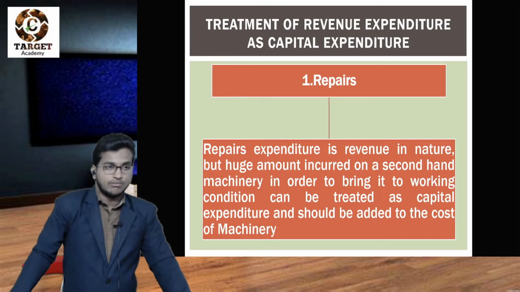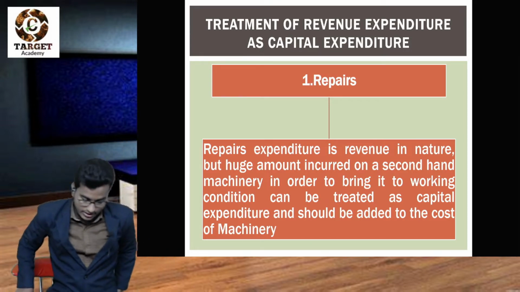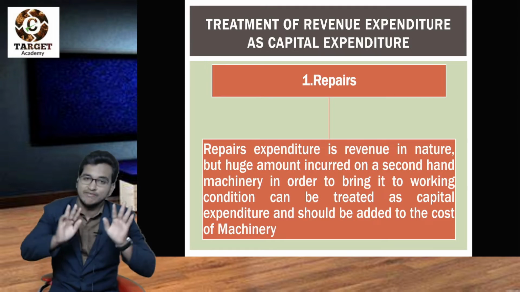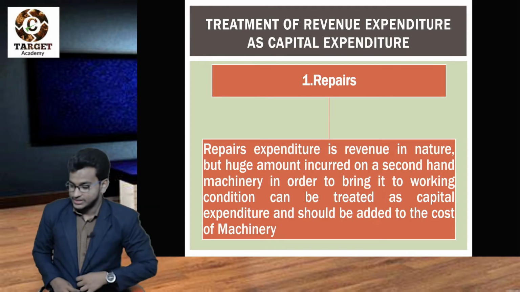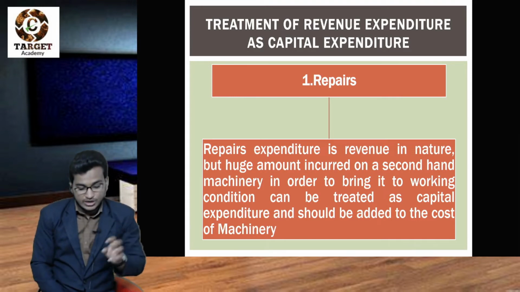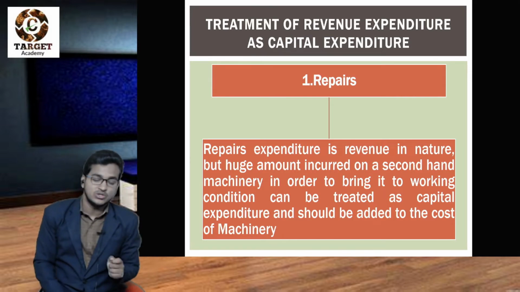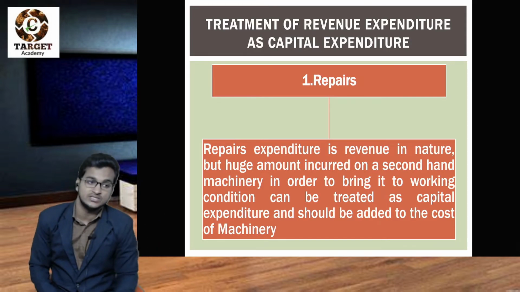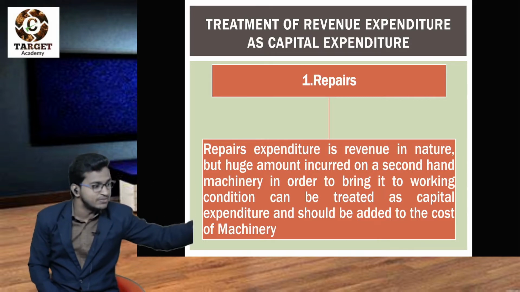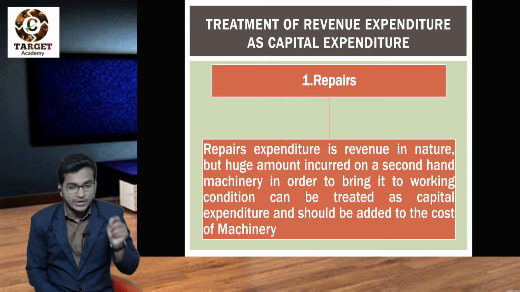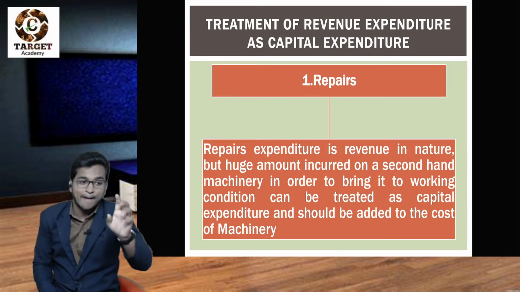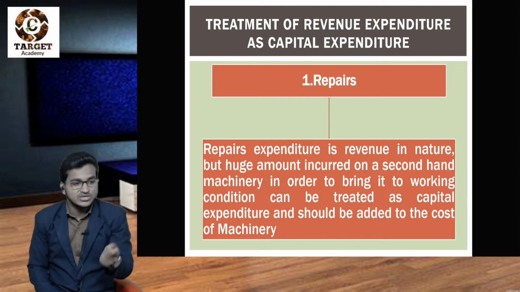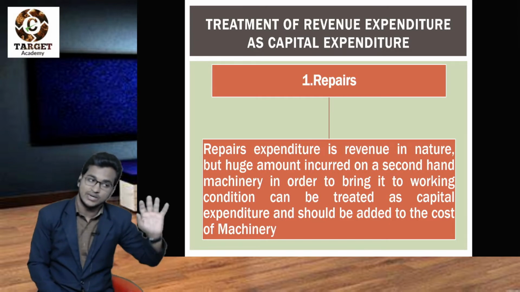Next, some important concepts. First one, repairs. Repair expenditure is normally a revenue expenditure, but if that expenditure is for bringing an asset to the working condition, that means that expenditure is important for putting that asset to the working condition, that is capital expenditure. Generally repairs are revenue expenditure only. If that expenditure is incurred for bringing that asset to the working condition, then that will be capital expenditure.